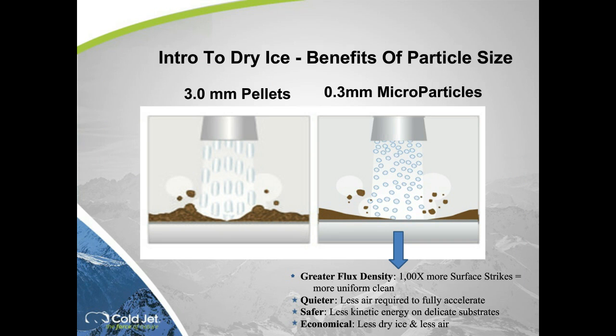You get a little bit greater flux density. You're going to get more strikes per square inch than you would using 3 millimeter, so it's good for getting into complex, difficult-shaped geometries. Because it brings less kinetic energy, it's also gentler on substrates. So if you get into a variety of alloys that are on the softer side, the microparticles are also beneficial.